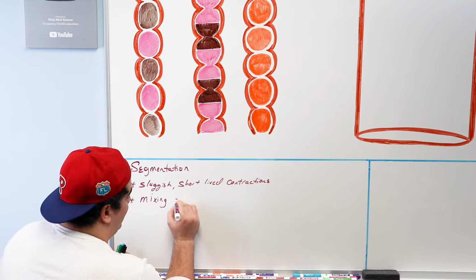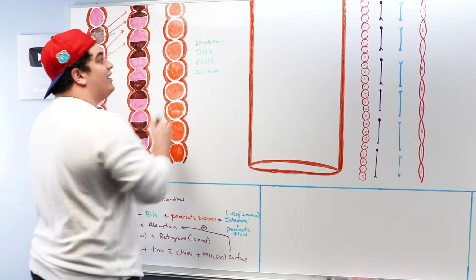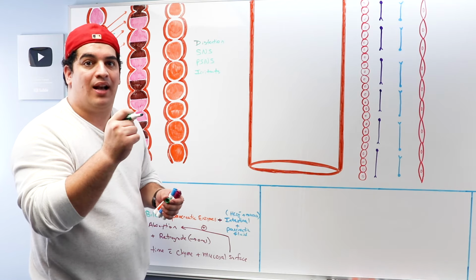Now, big thing I want you to remember, though, before we move on, is that segmentation, peristalsis, all of these things are altered by the sympathetic nervous system, the parasympathetic nervous system, the degree of distension, irritants. So I want you to also remember, don't forget, same thing when we talk about peristalsis and migrating motility complex, I want you to remember that distension, okay, so stretch. I want you to remember that the sympathetic nervous system, the parasympathetic nervous system, and also irritants play a significant role in the actual segmentation process.